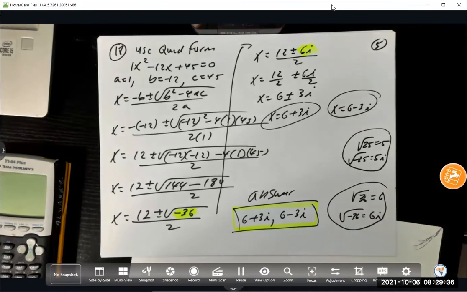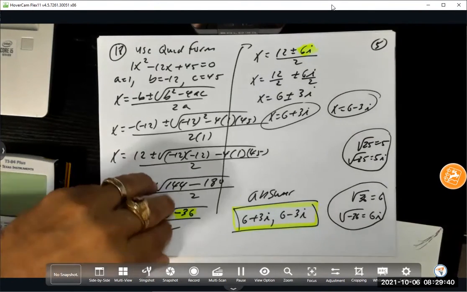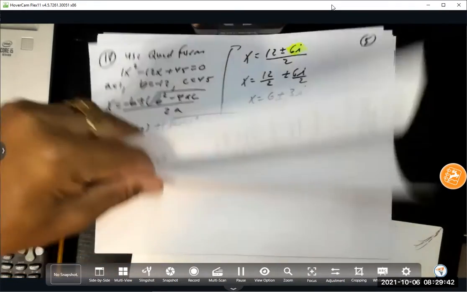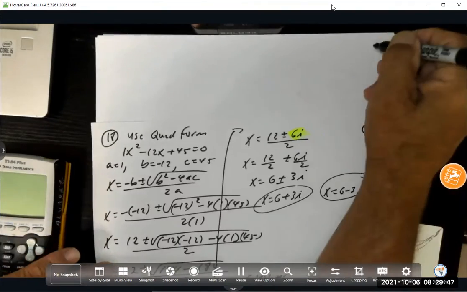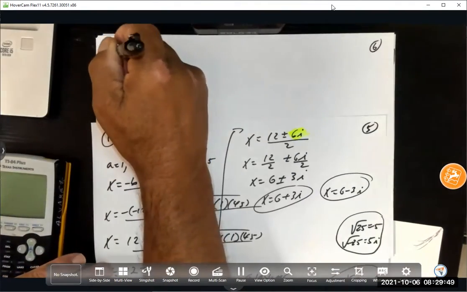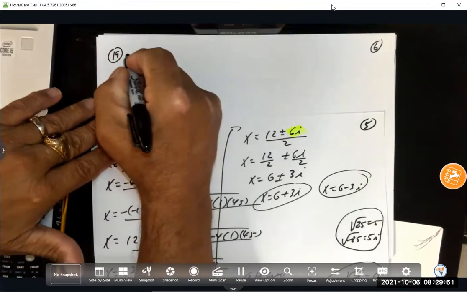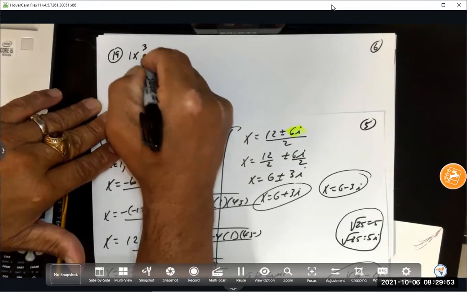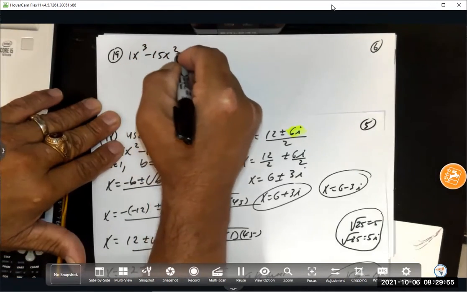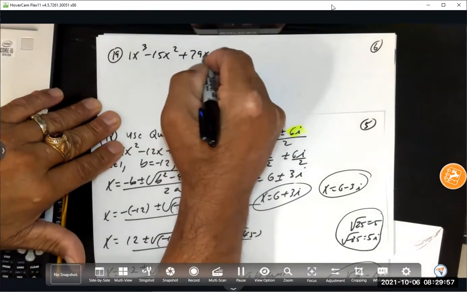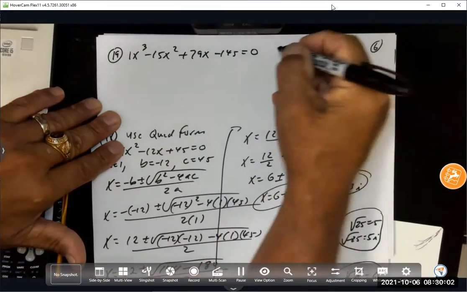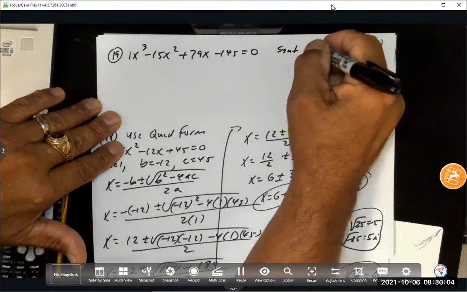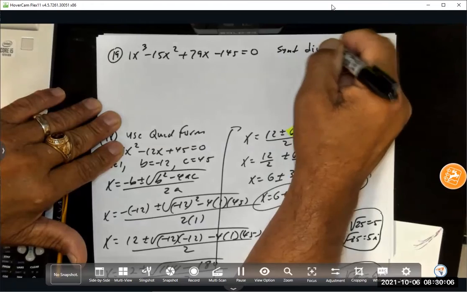Yes. All right, I'm gonna go to number 19 then. I'm gonna say yes, you have skills. You got that one. All right, let's go to number 19. All right, page number 6. Number 19, it says you have 1x cubed minus 15x squared plus 79x minus 145 equals 0. So this one I'm gonna use synthetic division.